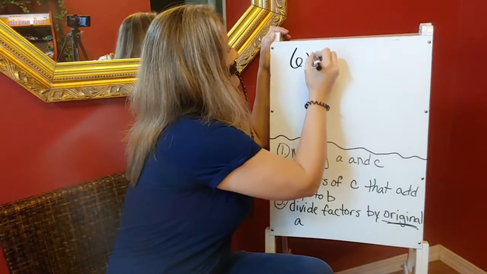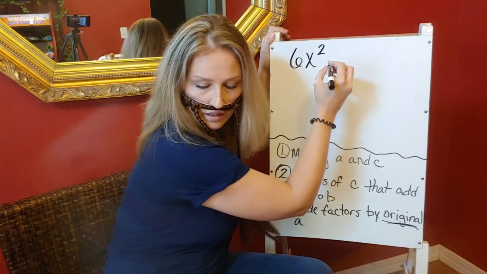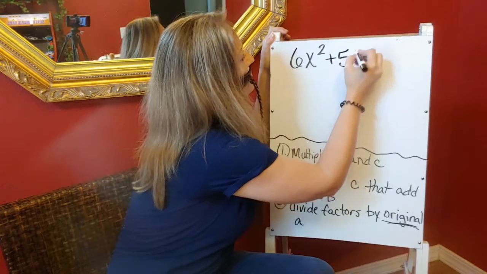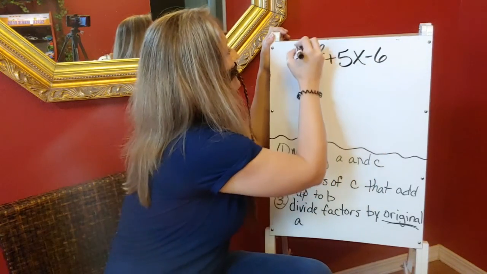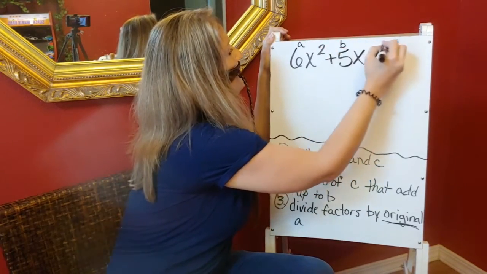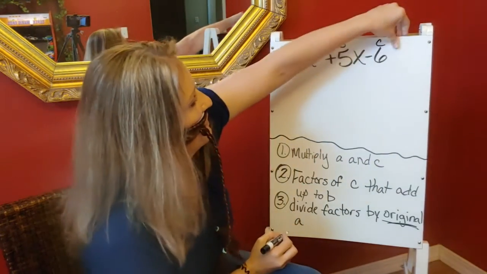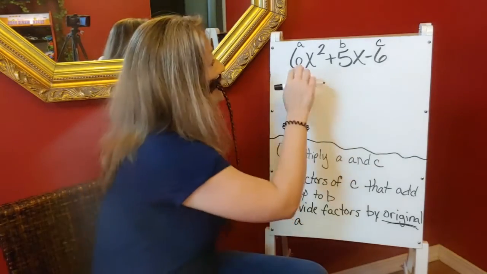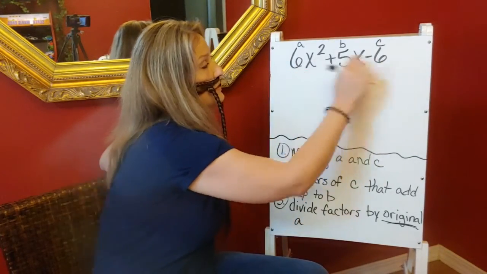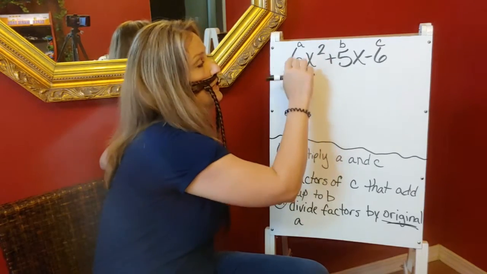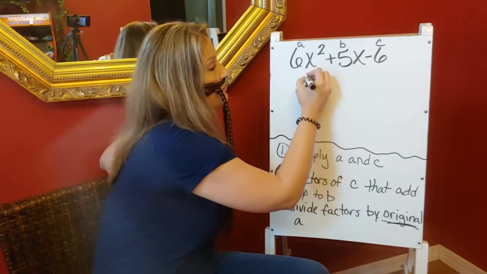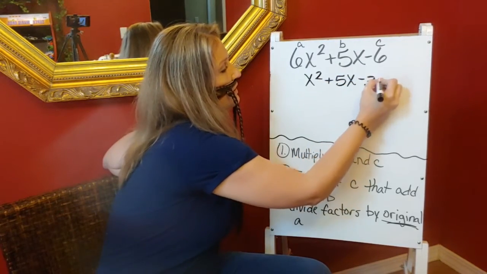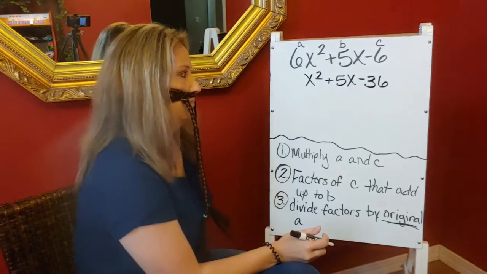So 6x squared plus 5x minus 6. Okay, here's my A, my B, and my C. Okay? Step 1, multiply A and C. So this times this, 6 times 6 is 36. Since I'm taking that 6 and moving it all the way down there, I'm just left with an x squared here. My 5x stays the same in the middle, and my new c is a 36.